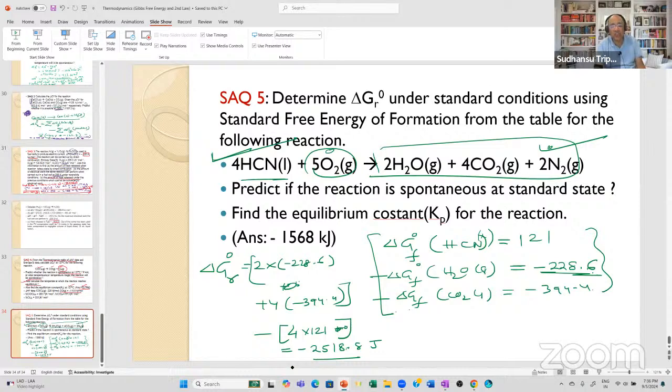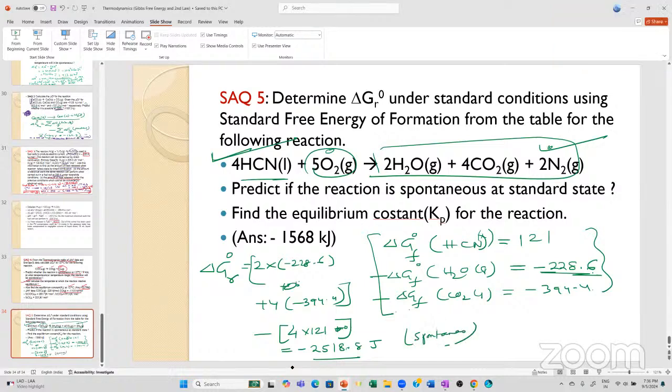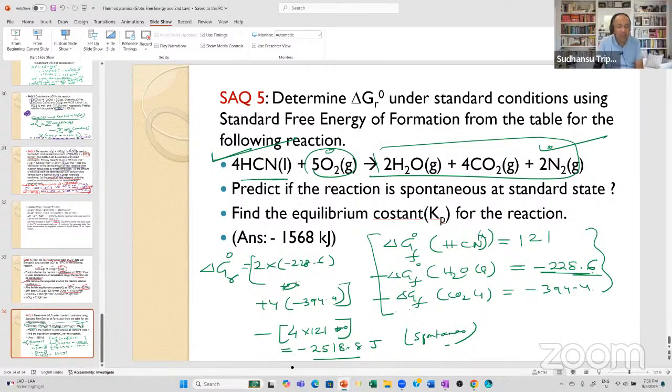So this many joules is the standard free energy change of the whole reaction, from which we can say this is spontaneous. Yes or no? Yes, sir, it is spontaneous, product favored, and you will find that the equilibrium constant will be 10 to the power plus something. So let us find that. Predict whether the reaction is spontaneous in the standard state. Yes, in the standard state it is spontaneous. Find the equilibrium constant Kp.